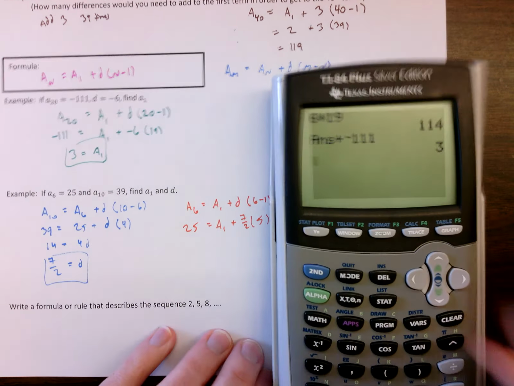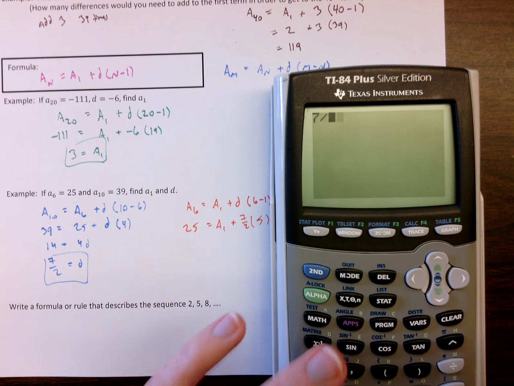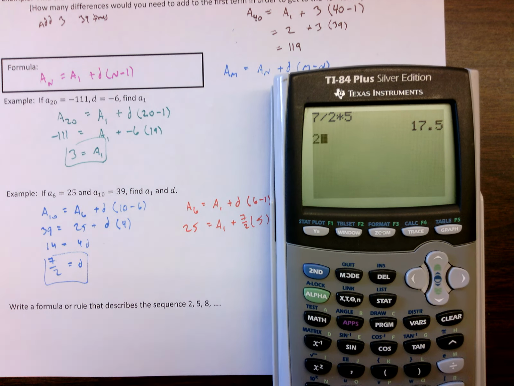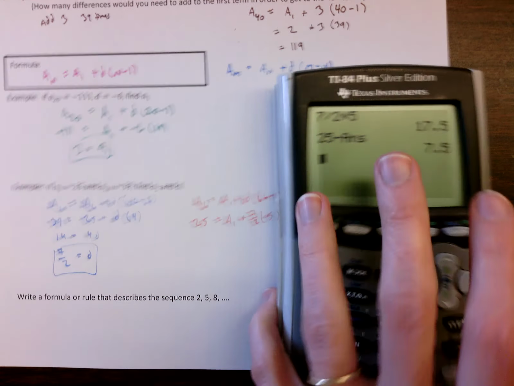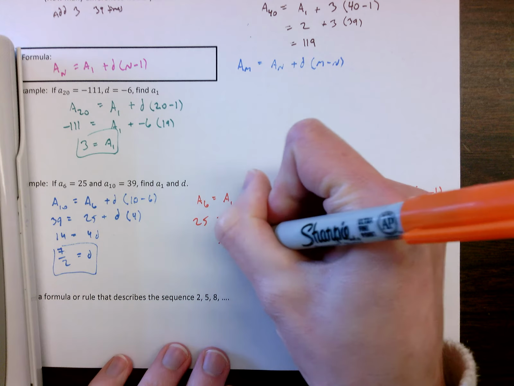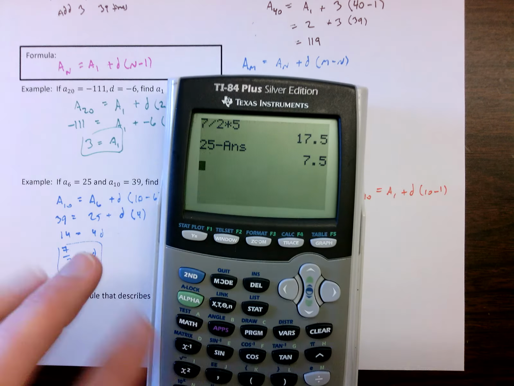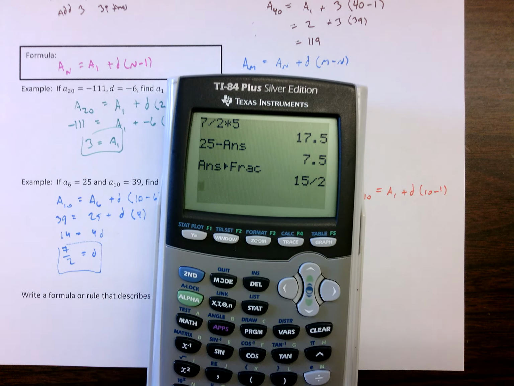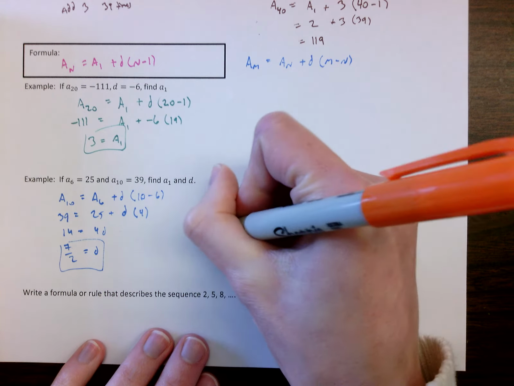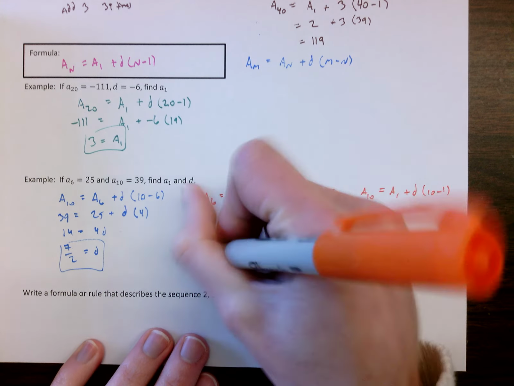So I'm going to grab my calculator, 7/2 times 5, and then I have to subtract that from both sides, right? So 7.5 is what a sub 1 works out to be. All right, and we want to be consistent. Since I wrote that as a fraction, I'm going to go ahead and convert that to a fraction as well and make it 15/2. And there we go.